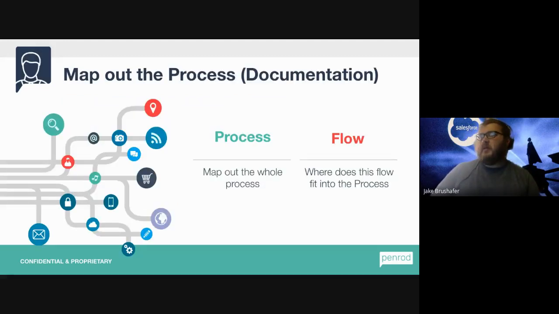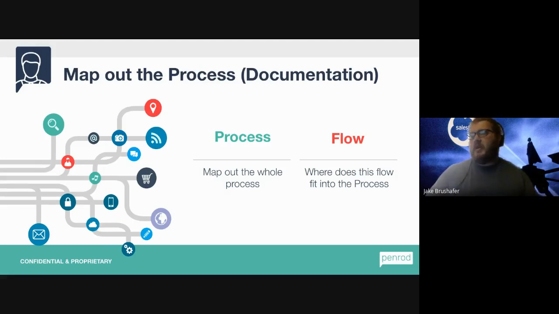So the first step here is we want to map out the process, and there's the process, and then there's where this flow fits into the process. Overall, in most businesses there's a whole slew of things going on, and if you're creating a flow, it may encompass the whole process, or just a small portion of it, but where does the flow fit into the process? This is part of that documentation effort. We want to know where this flow fits into everything. So if we're on an account and we want to update certain fields in a flow, how do we go about doing that? Where does that fit into everything?